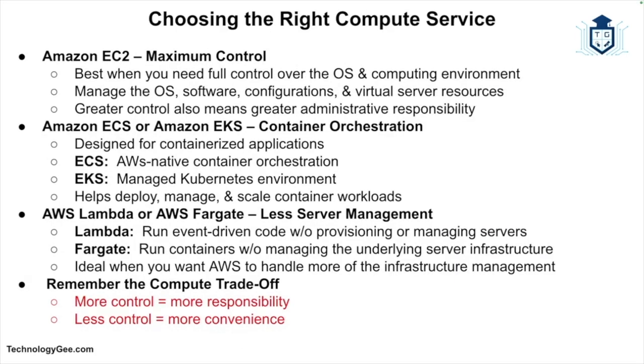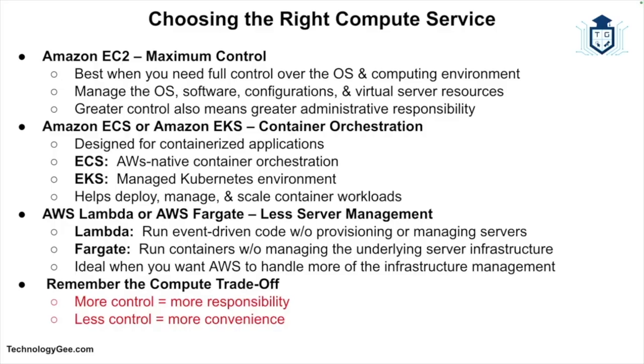All right, so at this point, you might be wondering how all of these services fit together, and the real skill and what AWS wants you to demonstrate is the ability to choose the right service for the job. So if you need full control over the operating system and environment, then EC2 is your best option. If you're working with containerized applications and want orchestration, then you're going to choose ECS or EKS. And if you want to avoid managing servers entirely, then you're going to go with Lambda or Fargate.